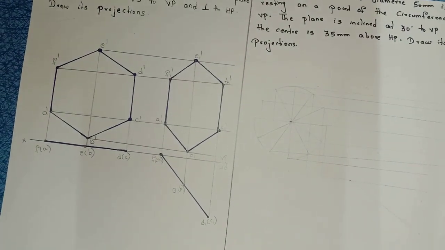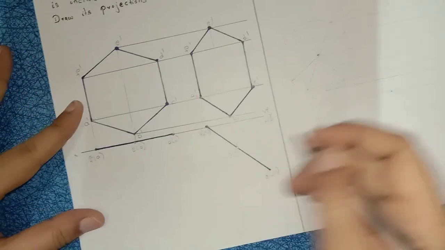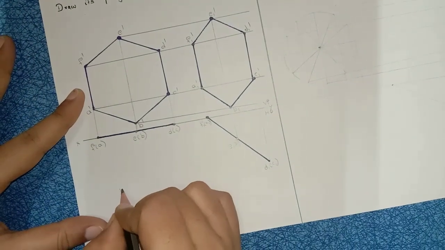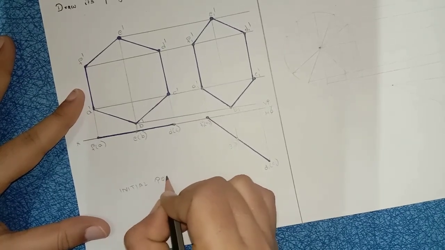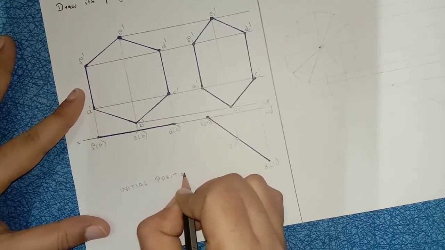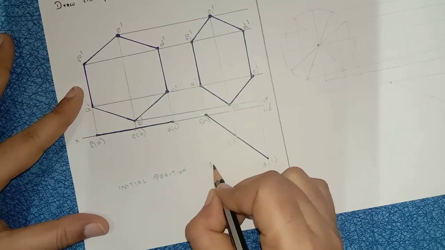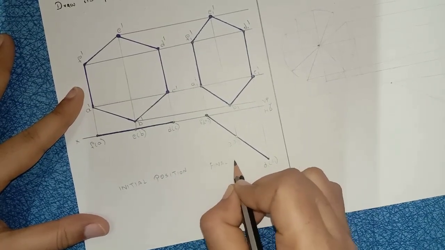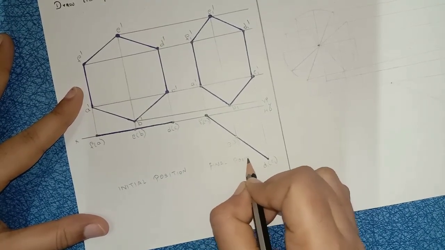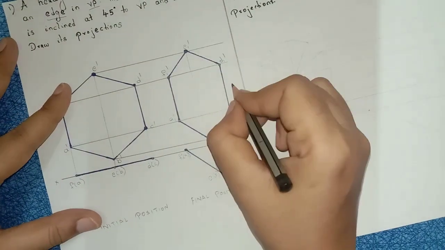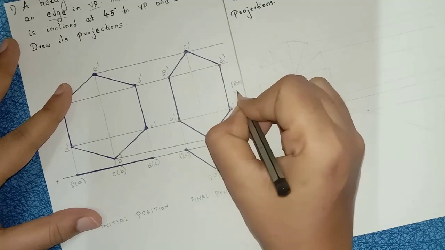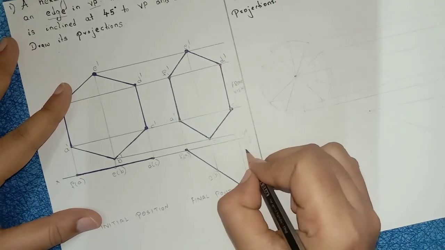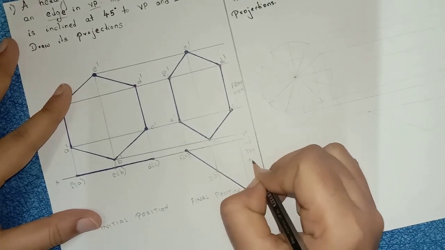Right? After completion of your problem, take height 5 mm and write down this is your initial position. This is your final position. Right? Write down here this is your front view. This is your top view.